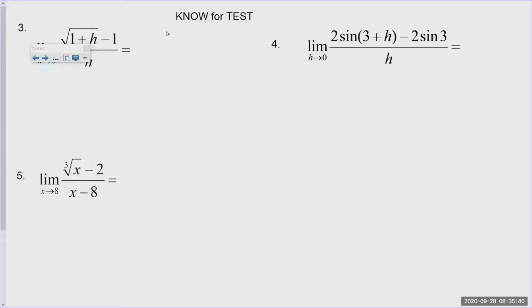These right here, are these on your notes? Okay. This is on your test. Okay. This one right here should look familiar. This one was on your last test too. Right, it was on your last test.